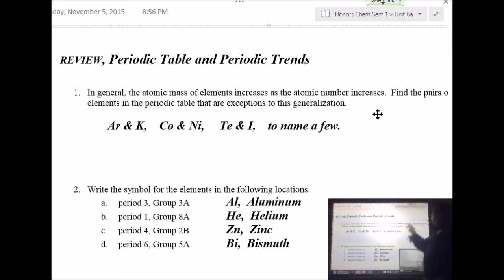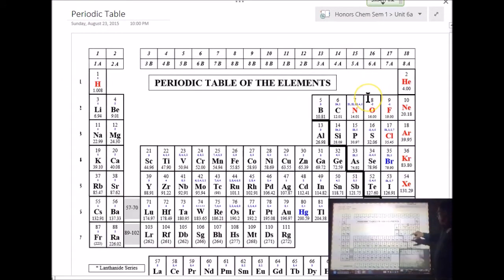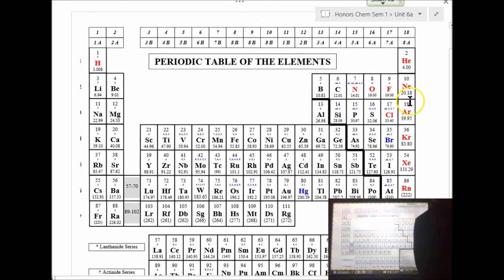So in general, find the pairs, or a couple pairs at least, on the periodic table where this is the exception. And Brock, what did you say again? Bi and Po. So 208.9. Really? It was in the notes.